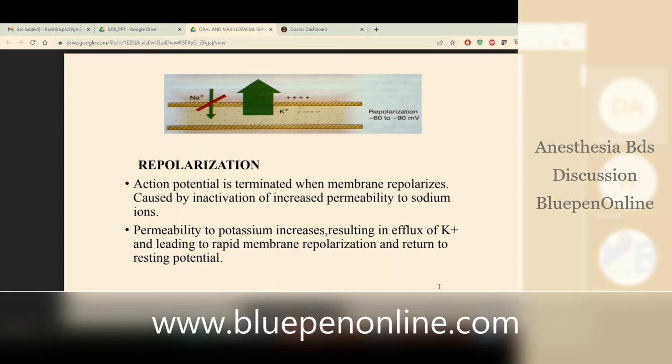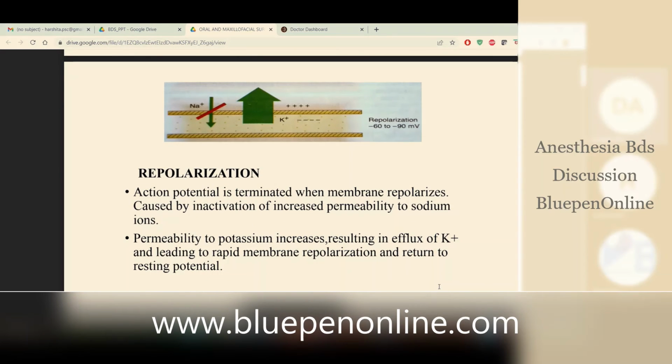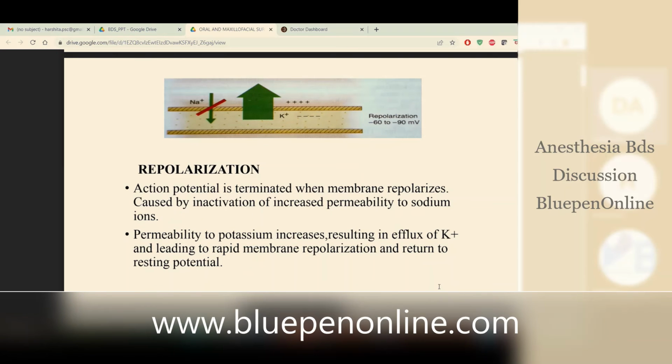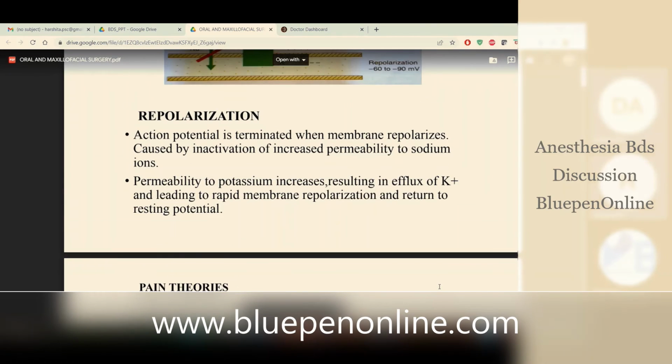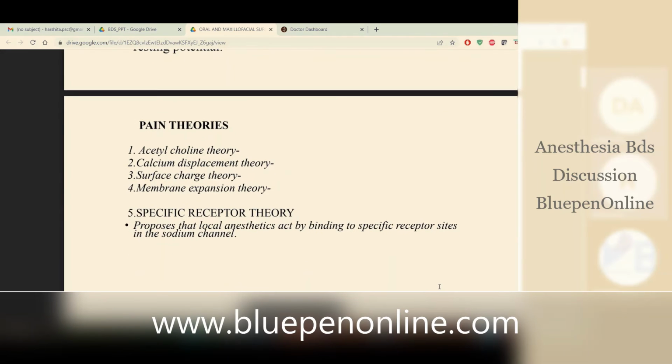That's known as repolarization. Because of the depolarization process, we now have sodium ions inside, and we want to push all the sodium ions out of the cell. That's what happens in the repolarization process. So the sodium moves outside and the potassium starts to get inside. Here the permeability to the potassium ion increases so that we have efflux of potassium, and this leads to rapid repolarization, and this results in the earlier resting potential. Now we have our nerve in its earlier resting potential. So this is what happens in the electrochemistry of nerve conduction.